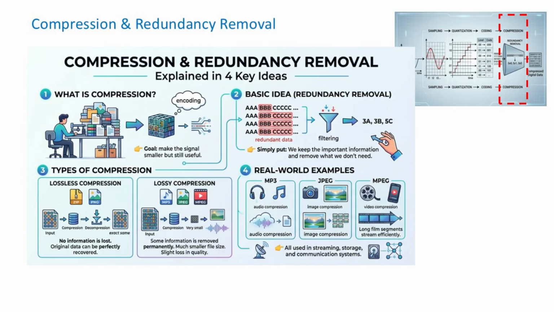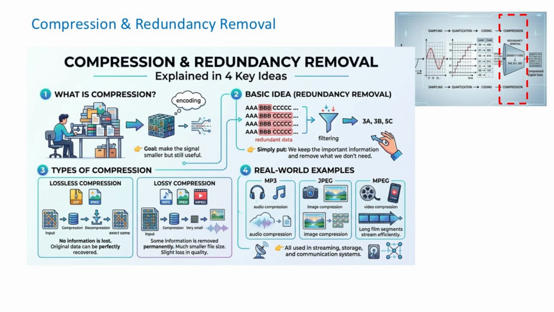Source encoding also includes compression, which removes unnecessary or repeated information from the digital data. Before we go into this step, remember that after encoding, we already have a full binary representation of the signal. However, this data may still contain a lot of redundancy. The goal is to reduce bandwidth and storage requirements while keeping the important information. This is called redundancy removal.